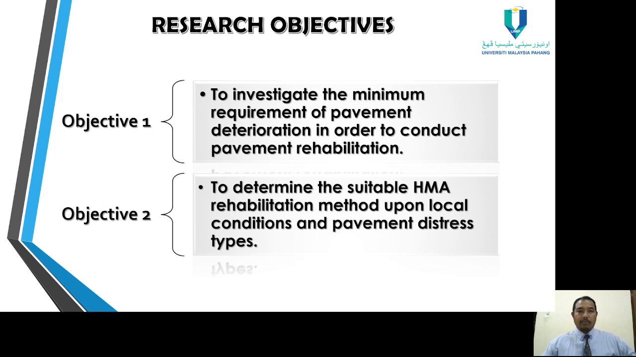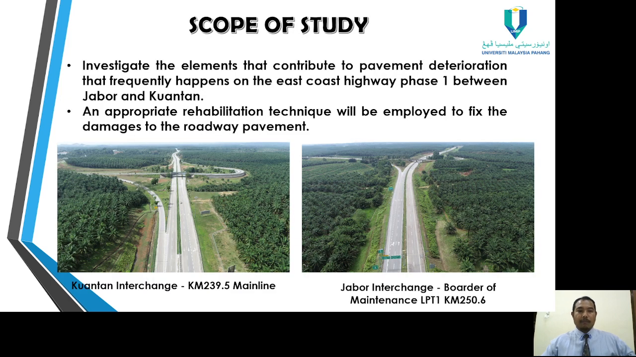Objective one is to investigate the minimum requirement of pavement deterioration in order to conduct pavement rehabilitation. Objective two is to determine the suitable hot-mix asphalt rehabilitation method based on local condition and pavement distress type. The purpose of the study is to examine the causes of common pavement deterioration that occur on Phase 1 of the East Coast Road between Jabor and Kuantan, and to repair the pavement damage on the road, an appropriate rehabilitation procedure will be used.